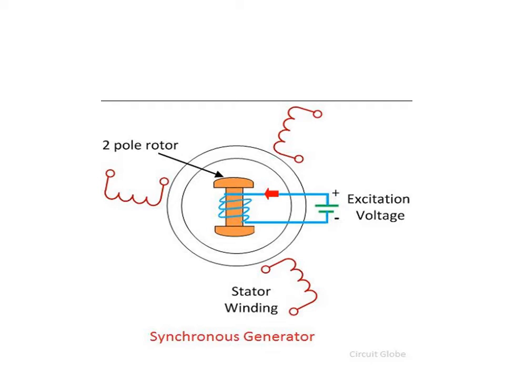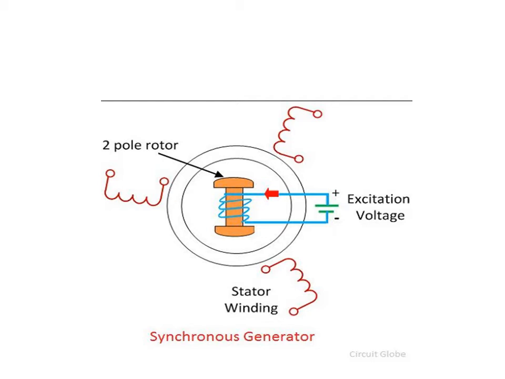When the rotor rotates, what will happen? Because of the rotation of the magnetic poles, the armature conductor will cut the magnetic field lines generated by the magnets. Because of the rotation, the conductor will experience alternately north and south poles. Because the north and south poles of the magnets are rotating continuously, the conductor experiences north pole, then south pole, continuously. So what happens? There is a change in the flux lines cut by the conductor.